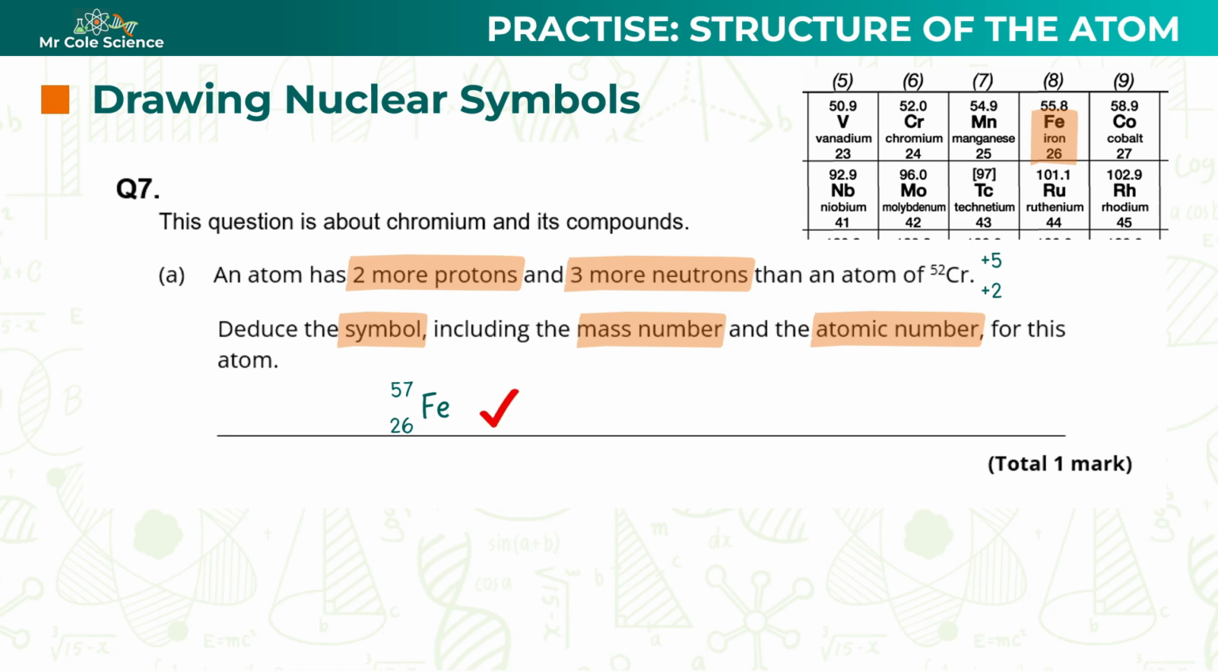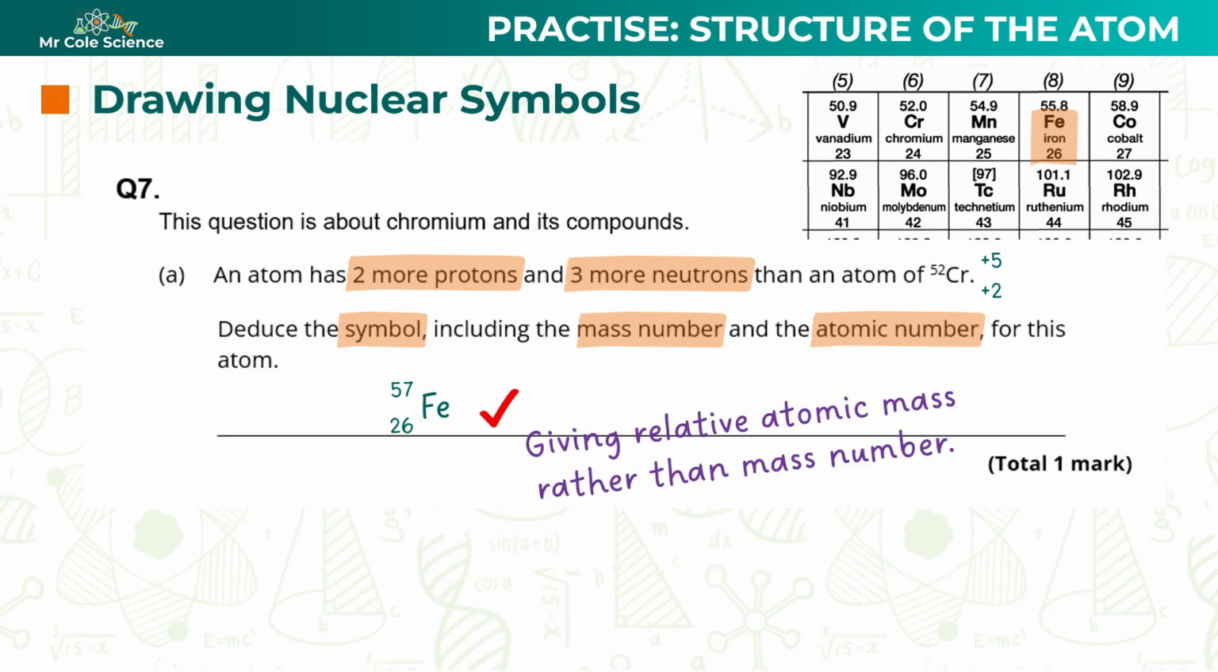Now that's quite a bit of work for 1 mark, but unfortunately that's sometimes the case. So where do students go wrong? Well, the most common mistake is giving the relative atomic mass from the periodic table rather than calculating the mass number. Students also sometimes only add 3 to the mass number for the additional neutrons, forgetting that protons also contribute to the mass, so watch out for that.